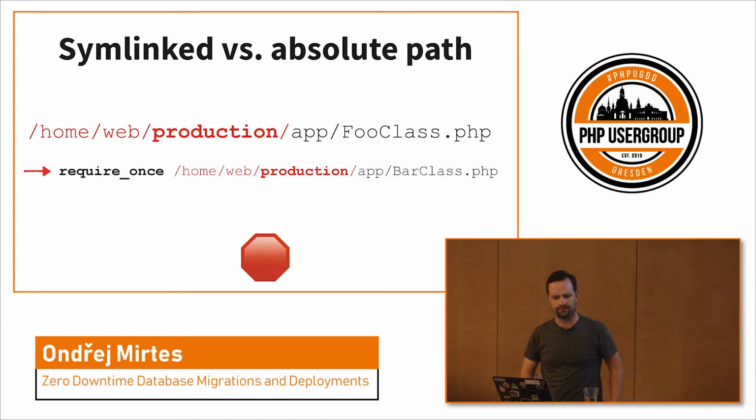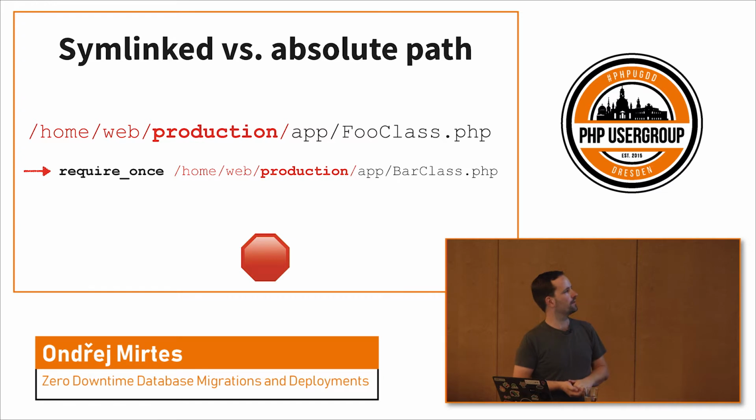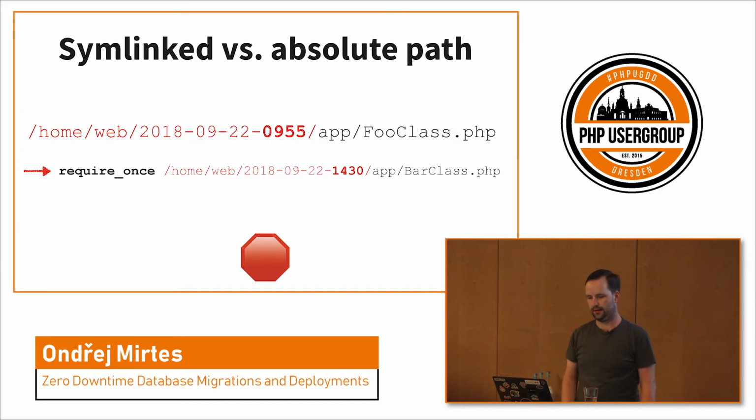There's a little bit of a problem with this, because by default, the symlink paths are not resolved. So if there's a request already handled in the middle of the deploy, your application might load a different version of the file than intended. So you probably don't expect it, but it happens. And it looks like this.